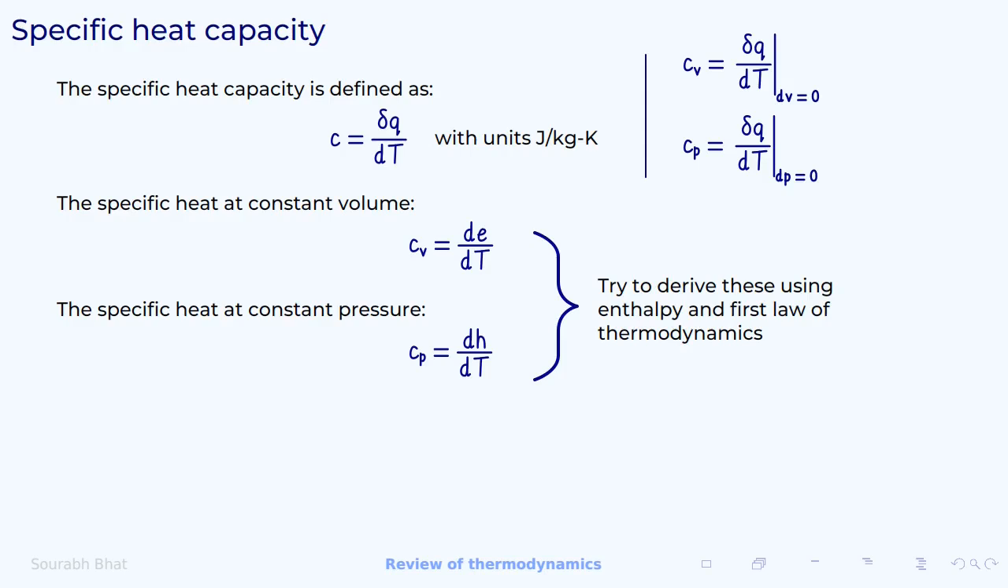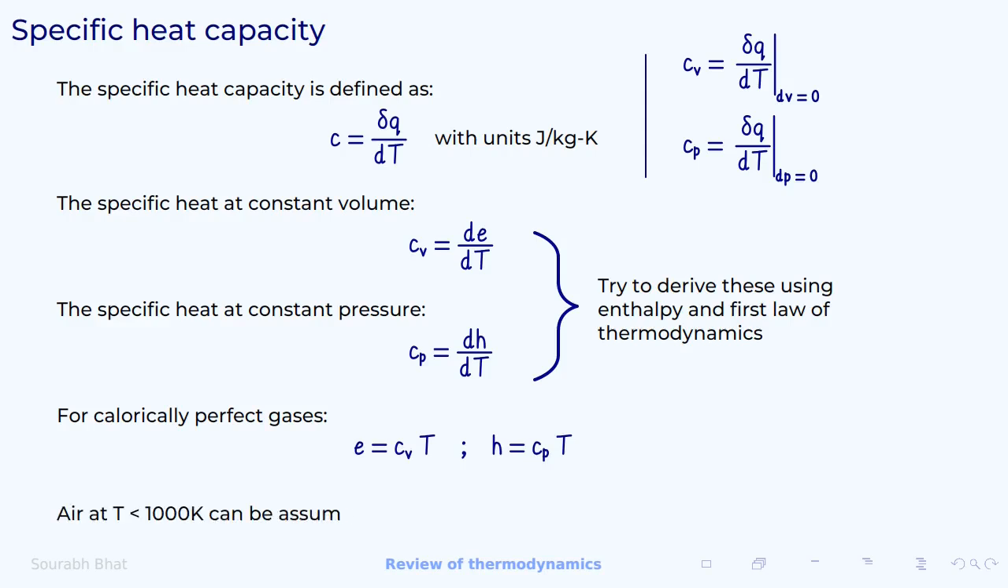For a calorically perfect gas, the specific heats are constant, independent of temperature. We can therefore write E is equal to CvT and H is equal to CpT. When the air temperature is lower than 1000 Kelvin, it can be assumed to be calorically perfect. So, in many compressible flow applications, Cp and Cv can be assumed to be constant.